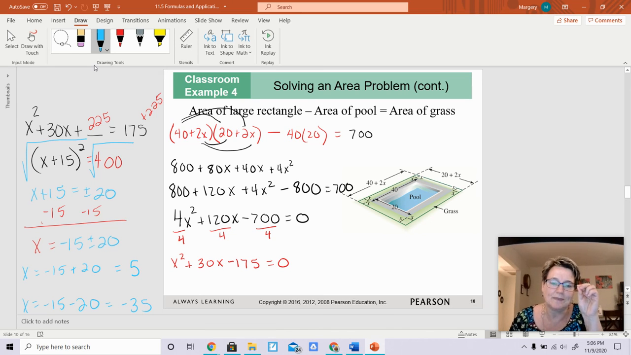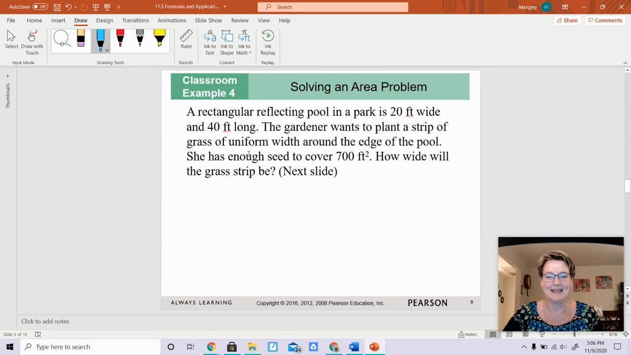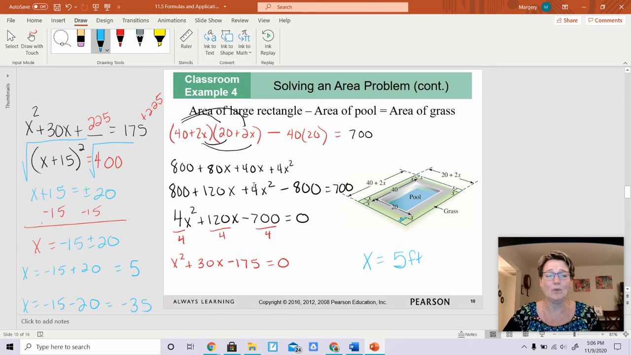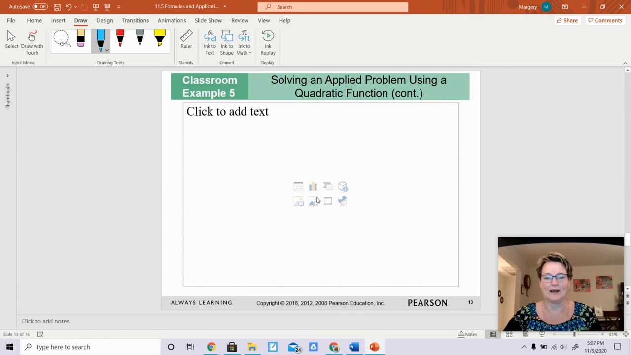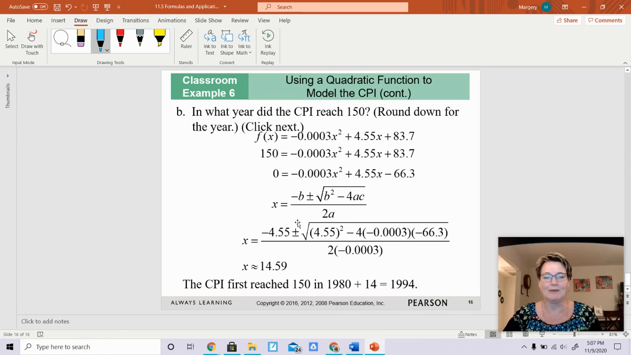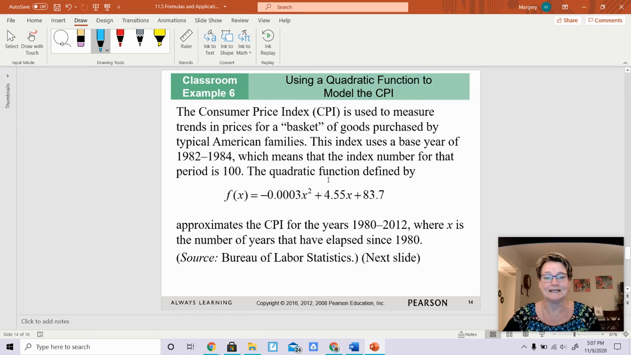Everybody knows that this x value cannot be negative 35 because you can't have a distance that is a negative number. So your x is going to be 5 feet. This little distance right here is going to be 5 feet, and that's how wide this strip of grass will be. I don't want to go any further than this. I would like you guys to look at example 6 on your own.